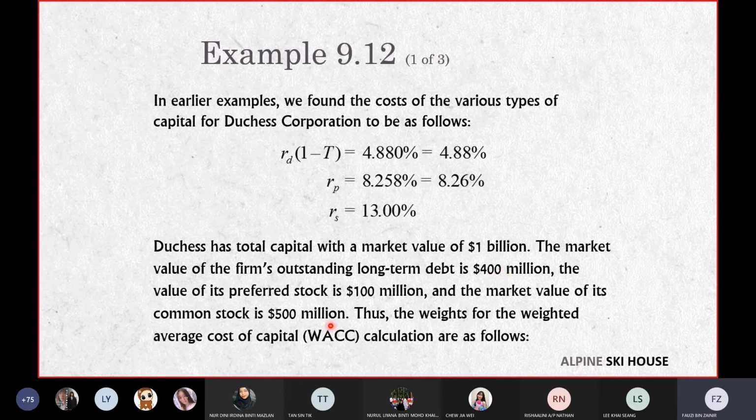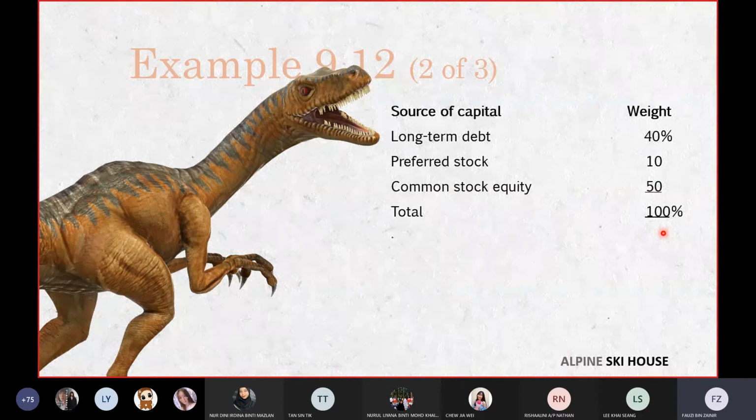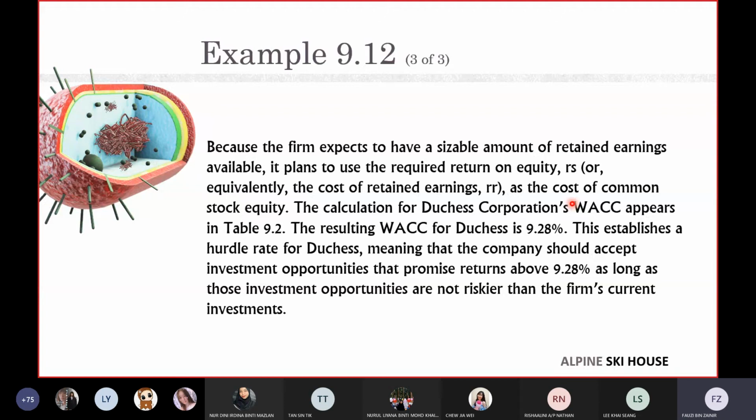So let's look at the weighted average cost of capital. From this, we can find the proportion of each: 40% is financed using debt, which is 400 million divided by 1 billion. Preferred stock is 10%, common stock is 50%. So everything will come out as 100%. Here, for common stock equity, we can have the retained earnings as well as the shares that are still outstanding, that is, in circulation.